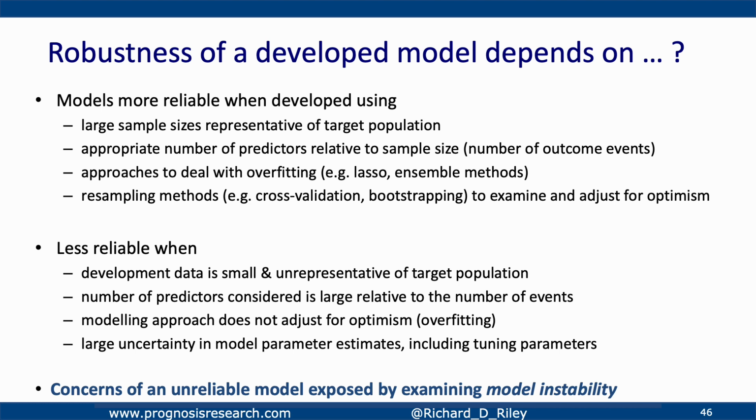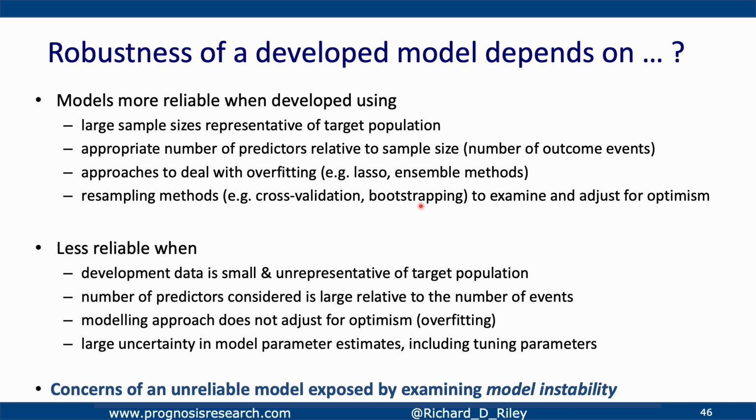The concept here is that models that you develop are more likely to be reliable when you've used large sample sizes that are representative of the target population, that your number of predictors is appropriate relative to the sample size. So you don't want to be throwing thousands of predictors at something when you've only got 5-10 events. That your model development process tries to deal with overfitting in some way, like using a lasso or ensemble methods. And we've used appropriate internal validation methods like cross-validation and bootstrapping to examine and maybe even adjust for optimism.